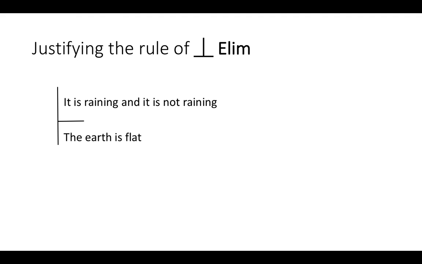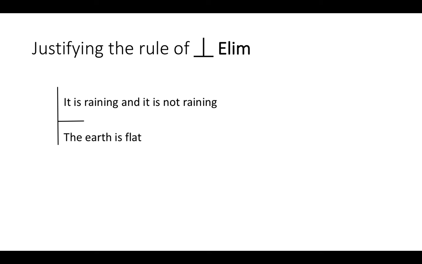This still leaves us with one question though. What on earth justifies this rule? Why can we write down anything once we've derived an explicit contradiction? Am I really saying that this is a valid argument? It is raining and it is not raining, therefore the earth is flat. Yes, actually that's exactly what I'm saying.